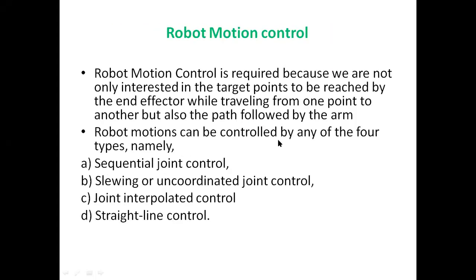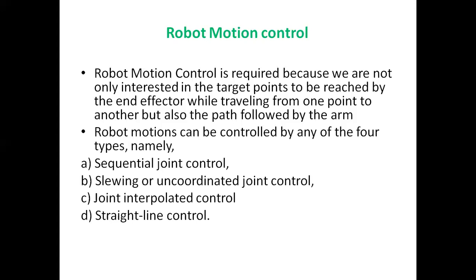Next, we'll have robot motion control. When it is required, we are not interested only in the target points. When the arm travels from one point to another, we need to follow the path which is preferred. This can be controlled by any one of four types: sequential joint, slewing or uncoordinated joint, joint interpolated, and straight line control. So robot motion can be controlled by any one of these four.